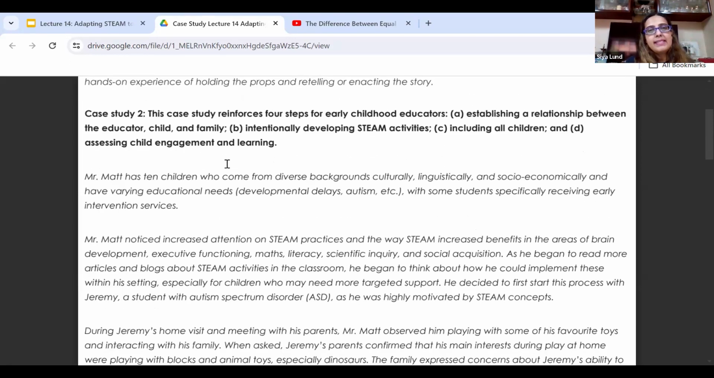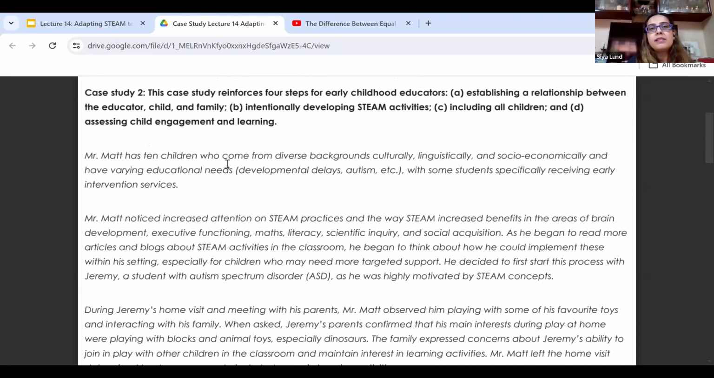This other case study reinforces 4 steps for early childhood educators. It talks about establishing a relationship between the educator, child, and family. It talks about intentionally developing STEAM activities. It talks about including all children, that we talk about also inclusivity. And it talks about assessing child engagement and learning.